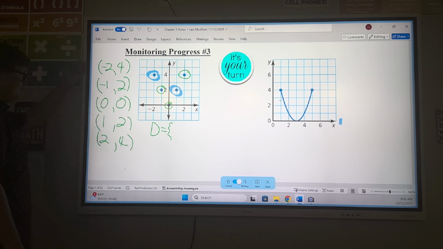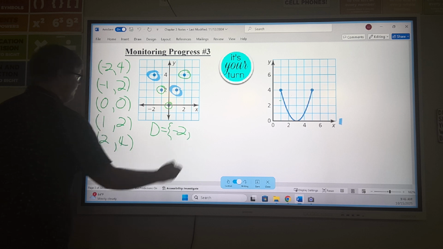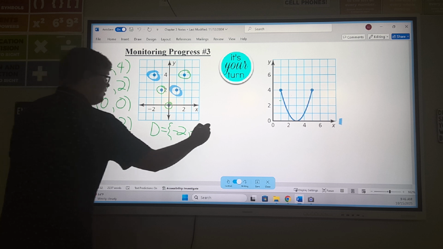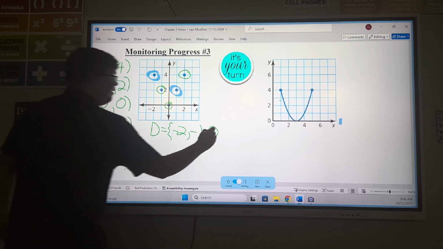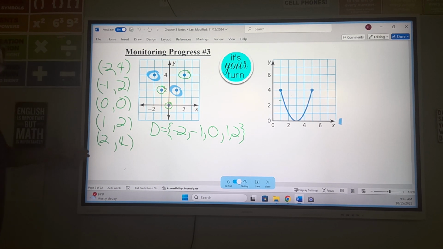Let's start at -2 and go all the way down. So, we have -2. Next, we have -1. Next, we have 0. Then 1 and 2. Now again, the domain is all of our x values, right? The domain runs from left to right. Okay, now let's do the range.